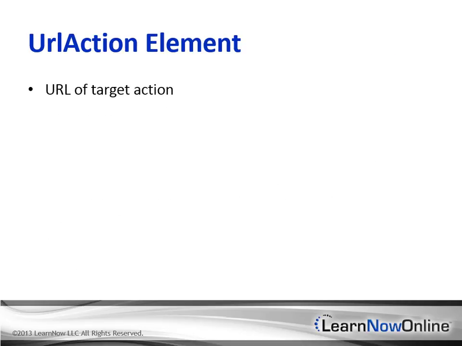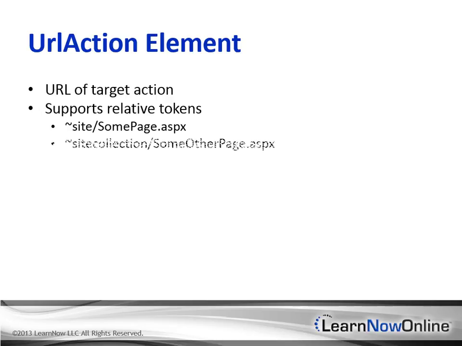So the UrlAction element specifies a custom action's behavior, and as the name indicates, clicking the custom action invokes a URL. And the UrlAction supports two relative tokens. The ~site token, which will go to your site that you're currently on, the current site, and then ~sitecollection, that will go to the root web of your site collection.